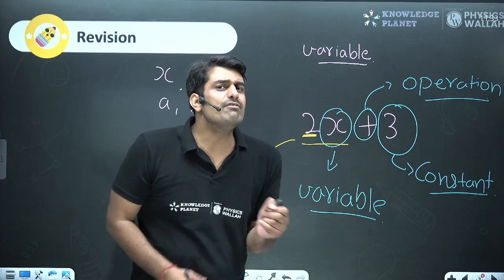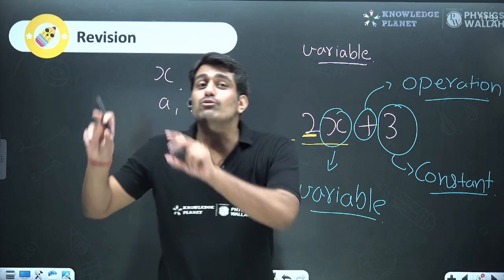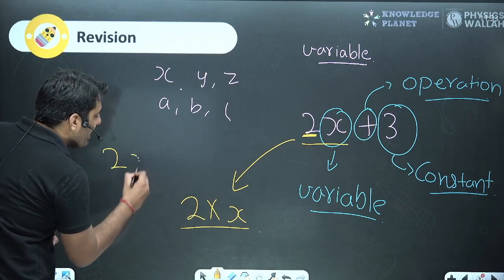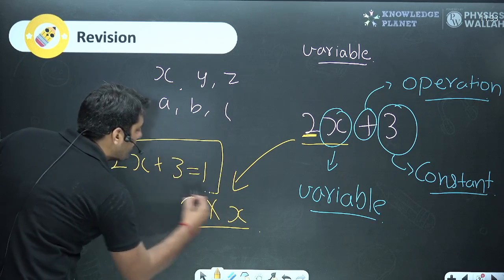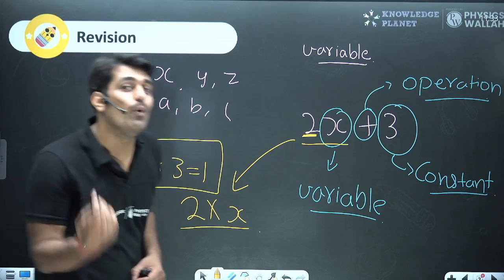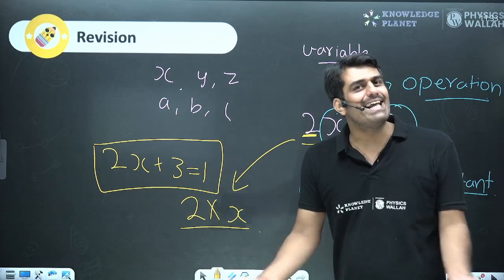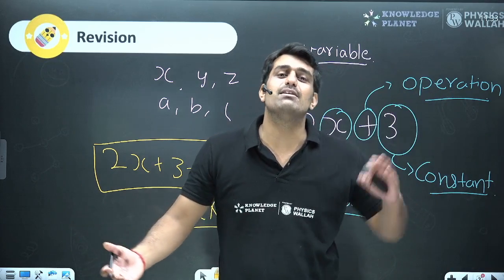But another thing which we come across is the algebraic equation. Now, equation, use equal. So wherever we have this term equal, 2x plus 3 equals 1, that will be called an equation. Why equation? Because we have an equal to sign in between. Alright, so this is the difference between algebraic expression and algebraic equation.